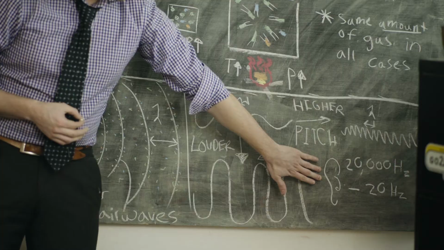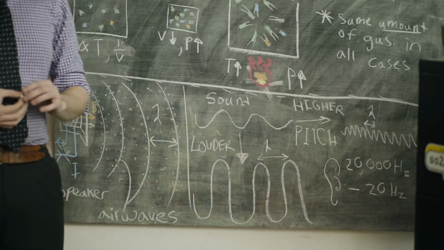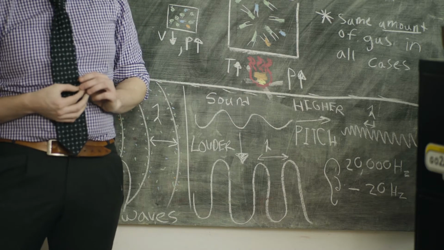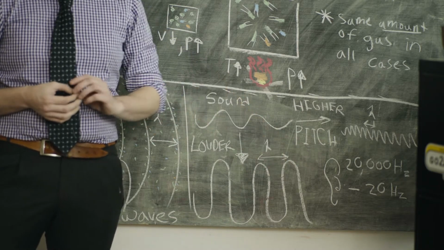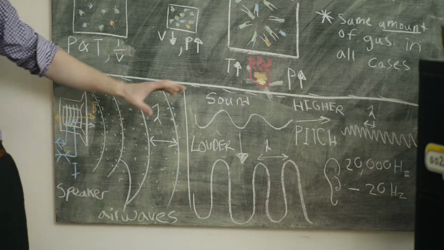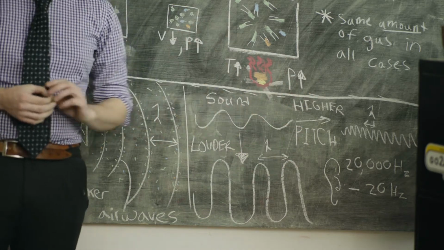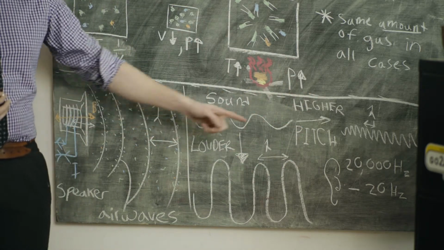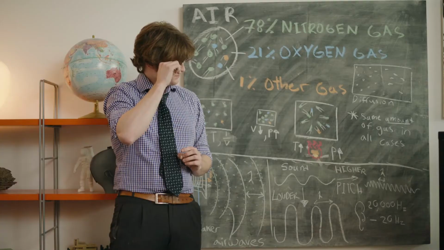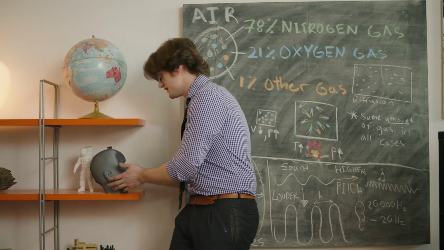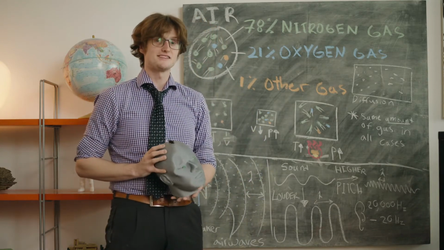Finally, the auditory range that we can actually hear is between 20,000 hertz, or sorry, 20 hertz and 20,000 hertz. Okay, so we will only be able to hear the pitches between these two frequencies. So that covers everything that I wanted to talk about with air. Let's go ahead and see these concepts in action.